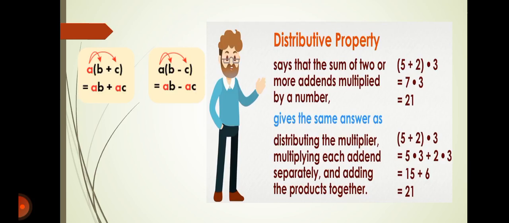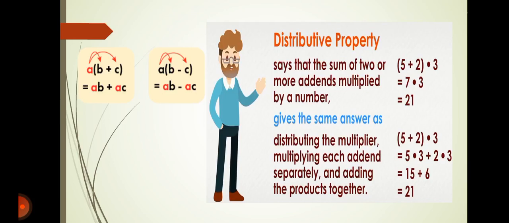It gives the same answer as distributing the multiplier, that is multiplying each addend separately, which means we are separately doing multiplication of A and B, then we put an addition sign, and then we multiply A and C. And the product of these two we add together, we get the same answer.